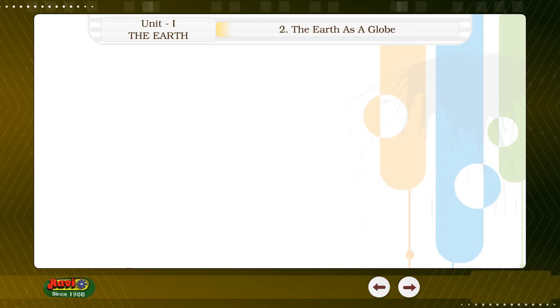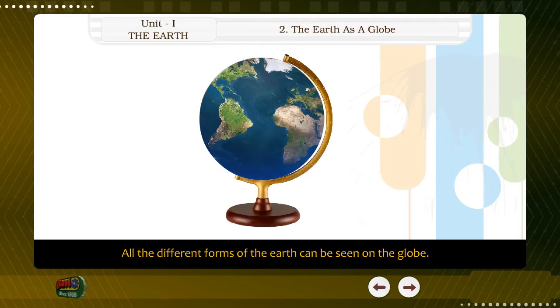This model of the Earth is called a globe. The globe looks like a big ball, just like the Earth. We can only see one half of the globe at a time. When we rotate it, we can also see its other side. All the different forms of the Earth can be seen on the globe.